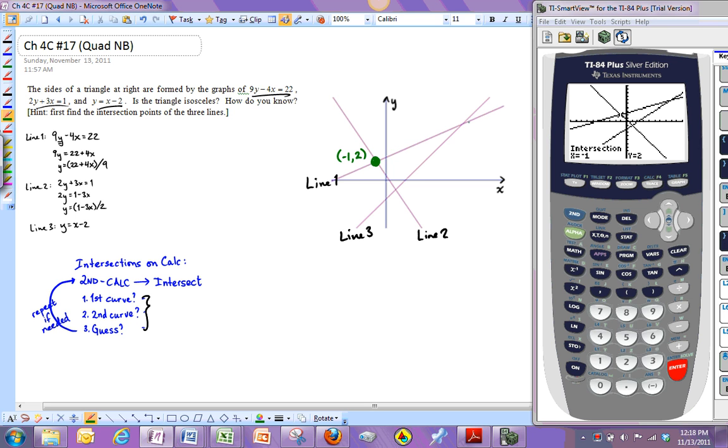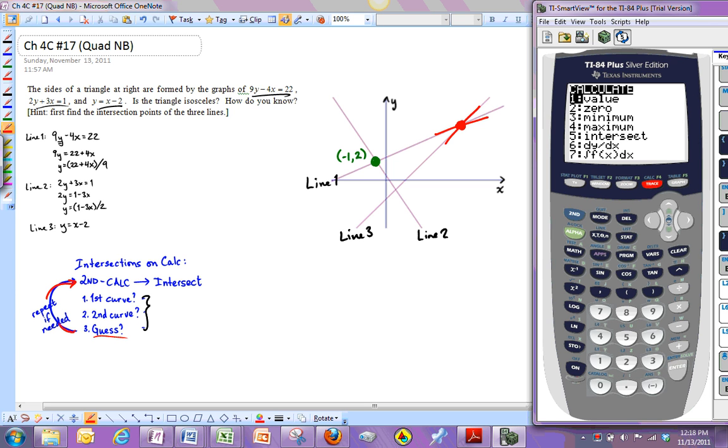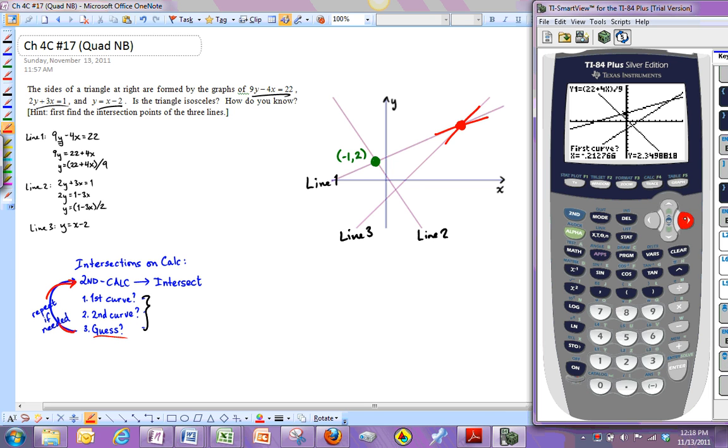Okay, so let's find this intersection point up here. I'll do that in a different color. Let's go with red. So we're going to look for this intersection point. Now that's the intersection of lines 1 and 3. So I've finished off this. Now I'm going to repeat because I need another one. So I'm going to go back to second calc, come down to intersect, number 5. And then I'm going to tell it look at lines 1 and 3. So let's move the cursor so I know which line it's on. And if you look in the top left corner, it says line 1. So I'm going to hit enter.